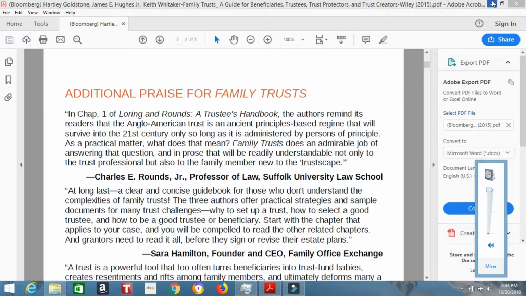Jay has outdone himself once again. Family Trusts combines his and his co-authors' many years of trust wisdom with a practical and theoretical guide to both creating and administering trusts, with an important emphasis on family values. Hartley, J., and Keith's eminent qualifications to author such a book are powerfully displayed throughout. The book is a must-read for all trust professionals.